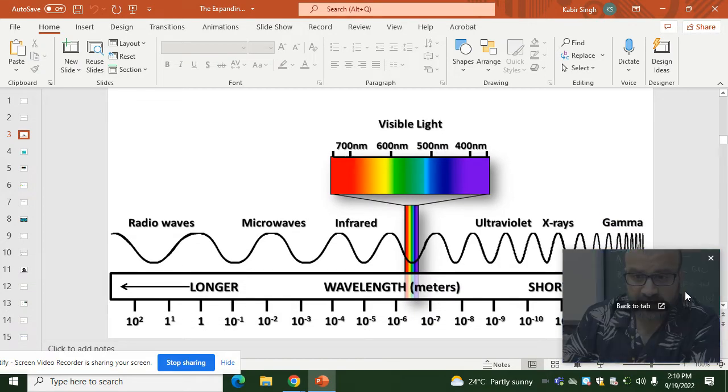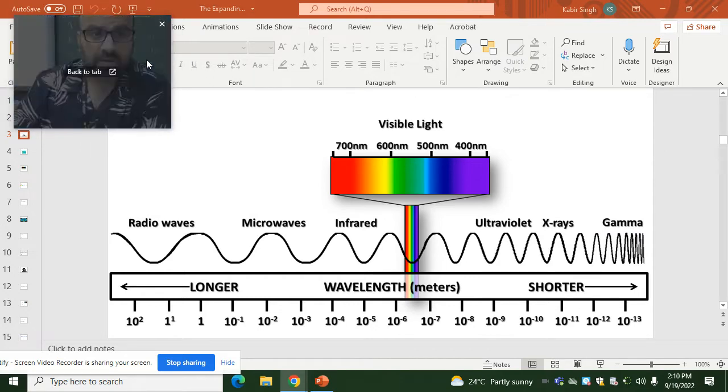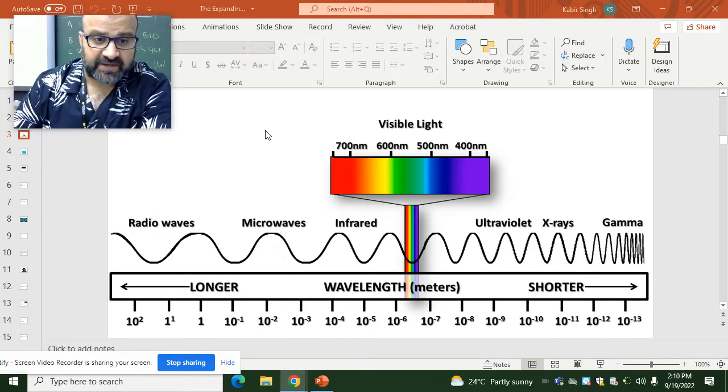Okay, can I move this? Yes, I can. Okay, still experimenting with the tech to get it right.